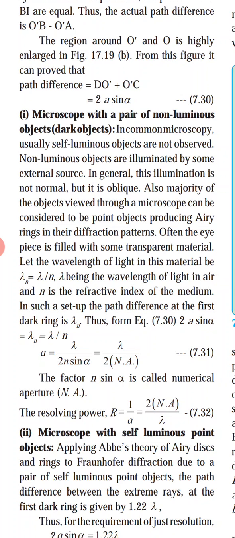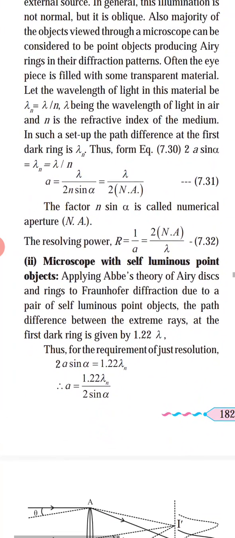Microscope with self-luminous point objects is nothing but applying Abbe's theory of Airy disks and rings to the phenomenon of diffraction due to a pair of self-luminous point objects. The path difference between the extreme rays at the first dark ring is given by 1.22 lambda.